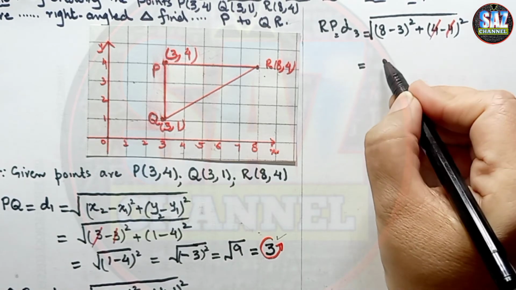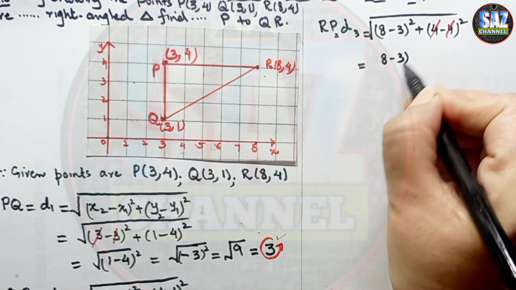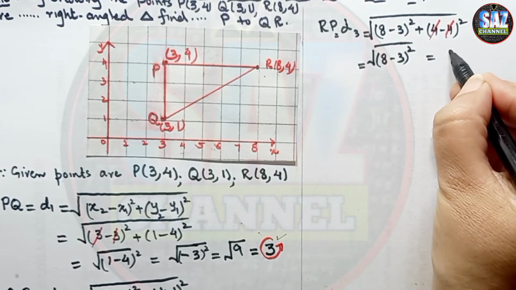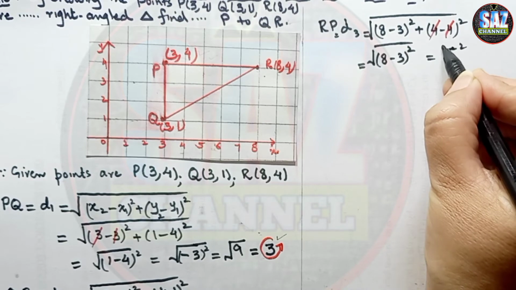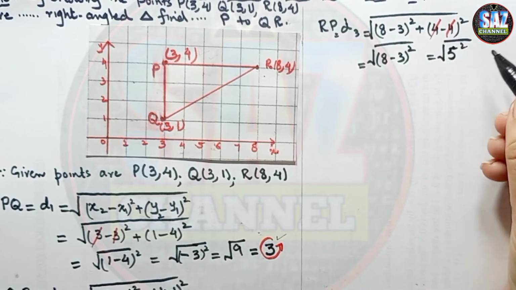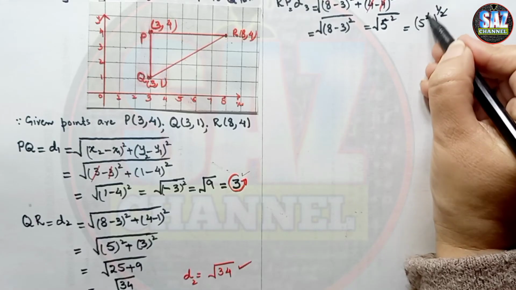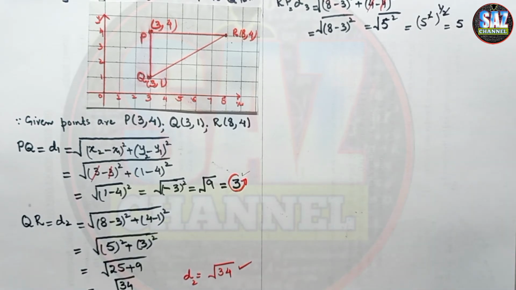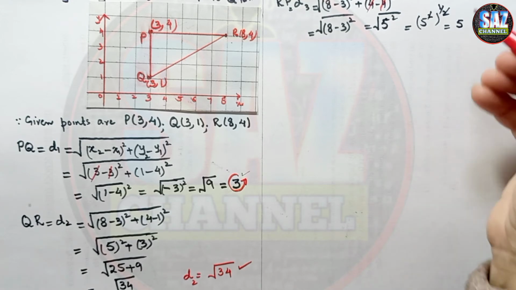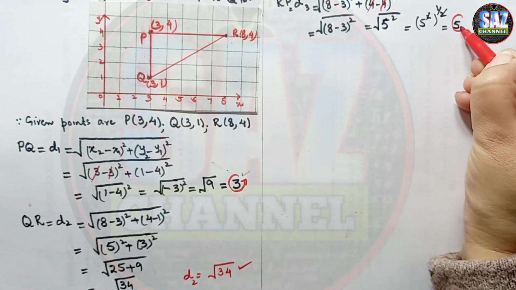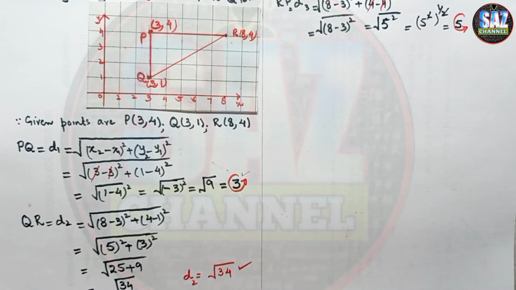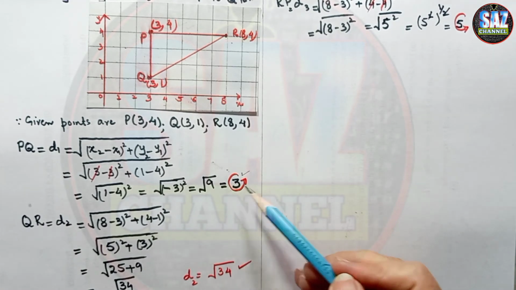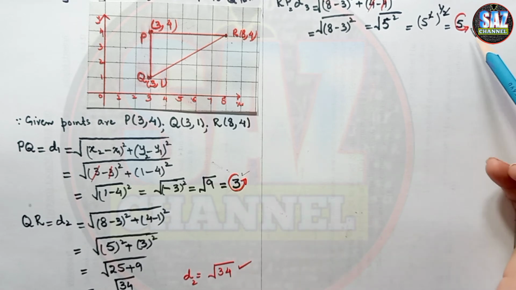So I will be left with 8 minus 3 whole square under the root, and then it is 5 square, and then I have to take the square root. This square root and square will be cancelled, and I will be left with 5 only. And let me block this answer as well. After this we can see that we are getting 3 different lengths. One is D1, the distance between P and Q, which is 3, then square root 34, and then 5.